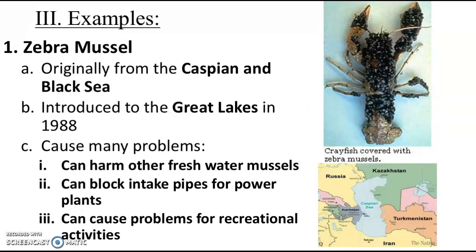Some examples of invasive species are the zebra mussel, just like you read in the Is There Room for One More activity. The image on the right is actually a crayfish that is covered with tiny zebra mussels. So these mussels had originally come from the Caspian and Black Seas, but they were introduced to the Great Lakes in 1988. And since then, they've caused many issues like harming other freshwater mussels and drowning out those populations. And they're so numerous that they're blocking intake pipes and can also cause problems for recreational activities.